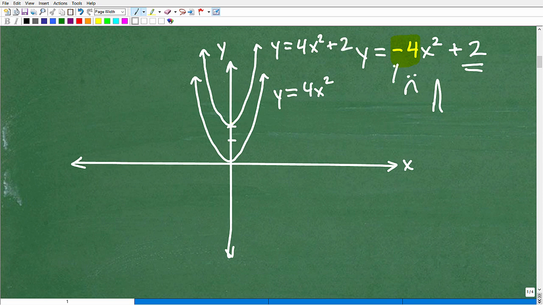But this has a reflection, all right? It's going to be sad. So finally, all I need to do is flip it, okay? So this is our final graph. This would be y equals negative 4x squared plus 2, okay?